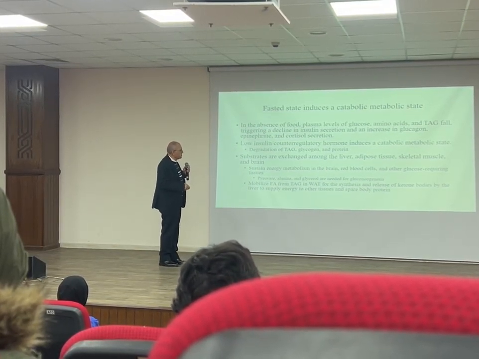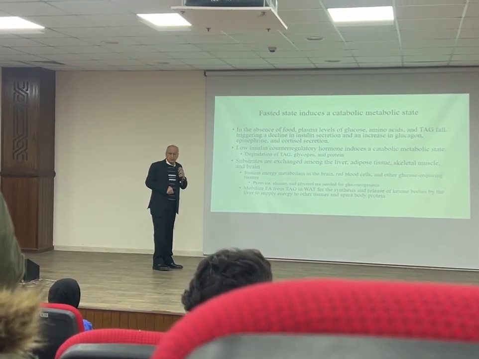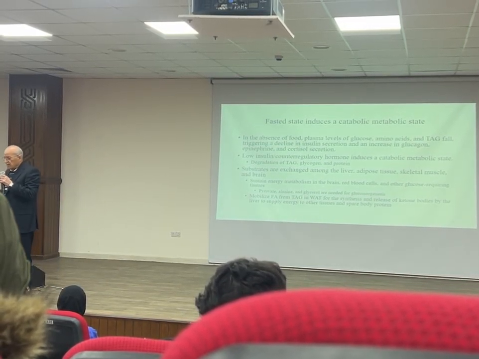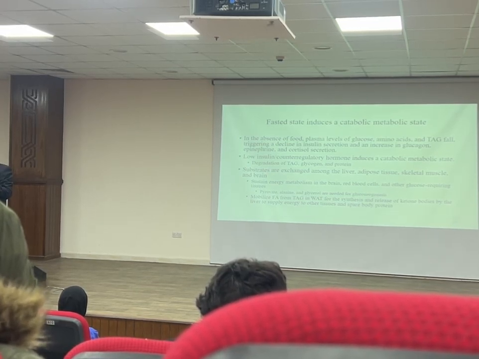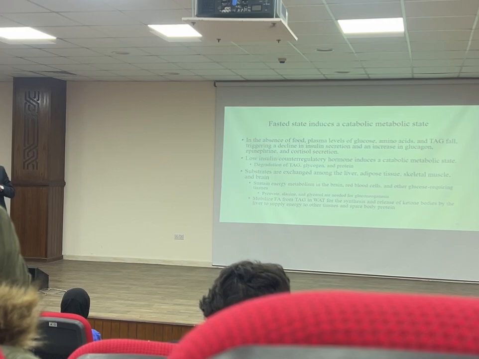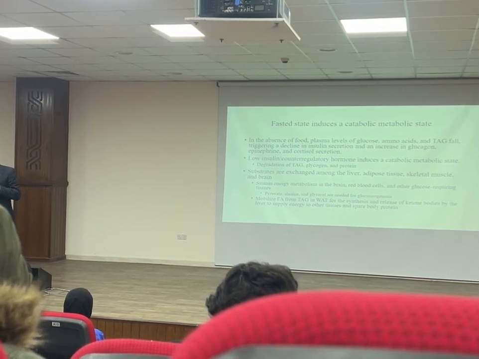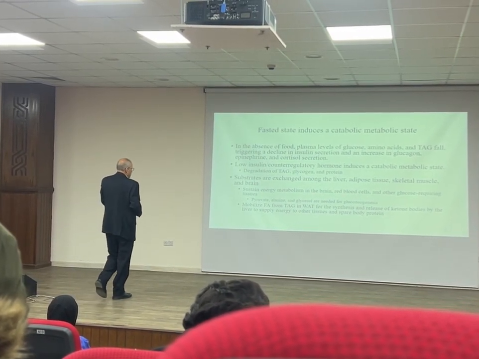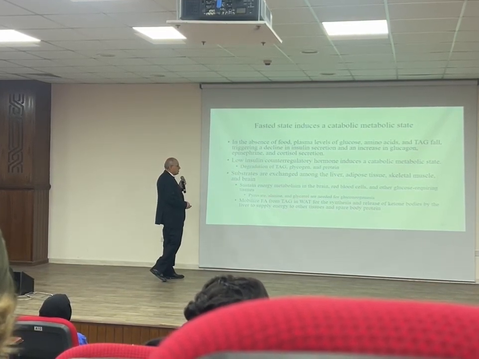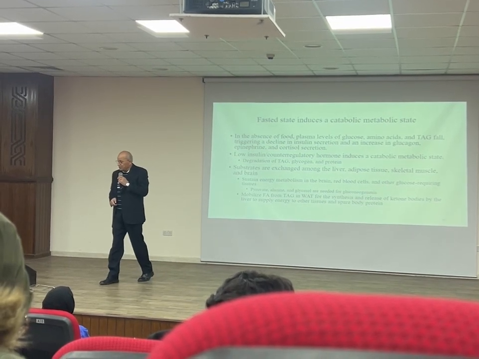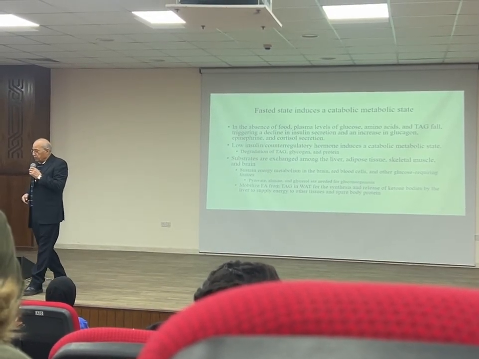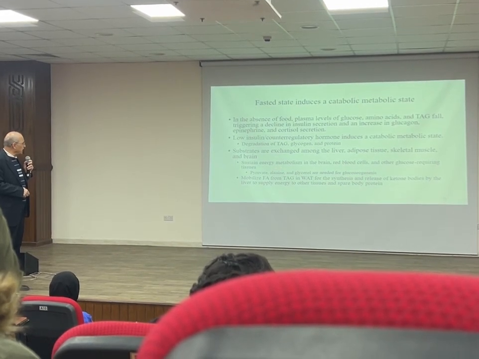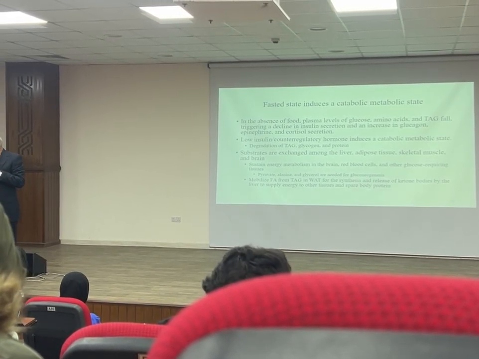The aim is to sustain energy metabolism in the brain, red blood cells, and other glucose-requiring tissues. These are very important because the brain, red blood cells, and some other specialized tissues rely only on glucose, so these tissues must coordinate with each other to maintain glucose for them. Pyruvate, alanine, and glycerol are needed for gluconeogenesis as non-carbohydrate precursors. Where does the pyruvate come from? From alanine, of course.